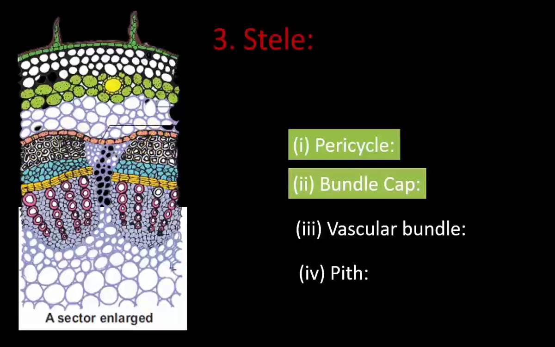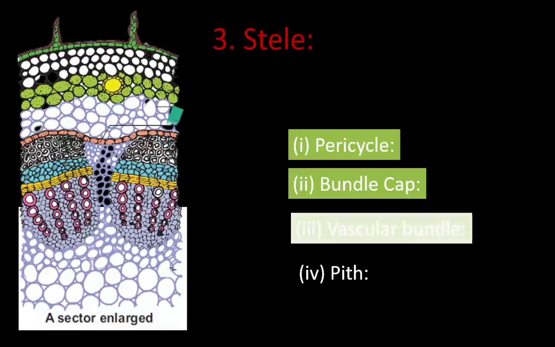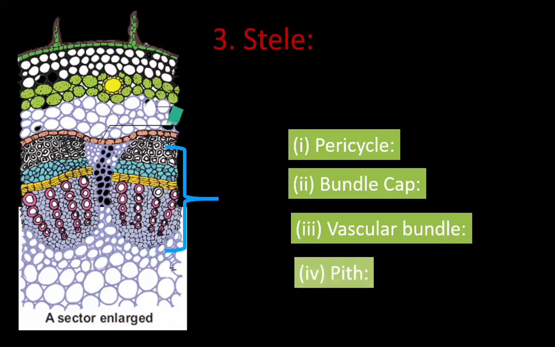Bundle caps are made up of sclerenchyma cells. They are found at the top of vascular bundles. Vascular bundles are made up of xylem, phloem and cambium. In dicot stem, vascular bundles are made up of xylem, phloem and cambium. At the center there is a pith. Pith is made up of parenchyma cells.